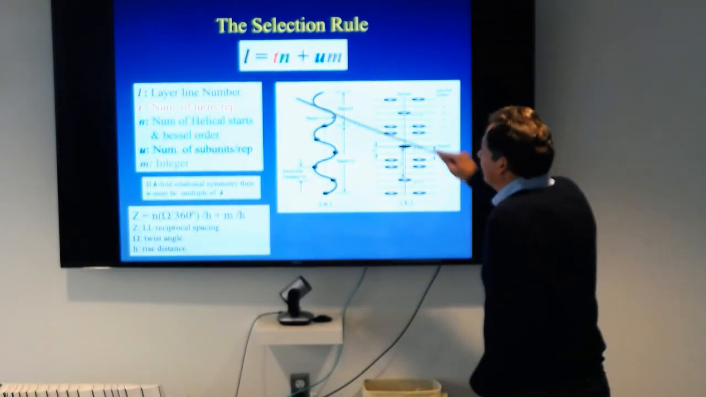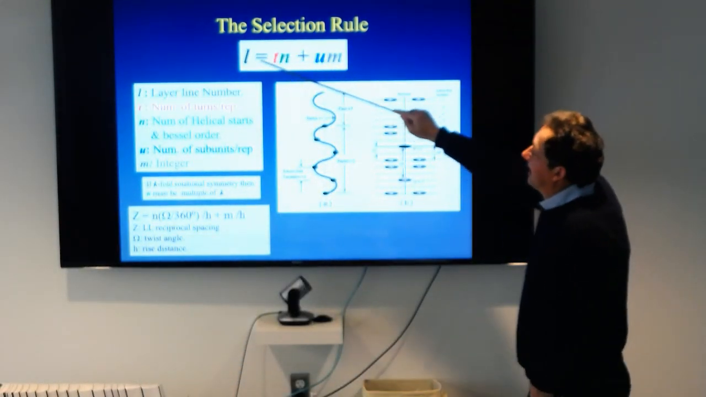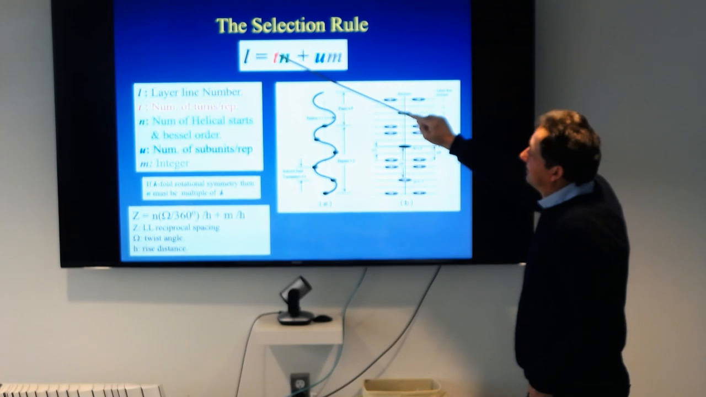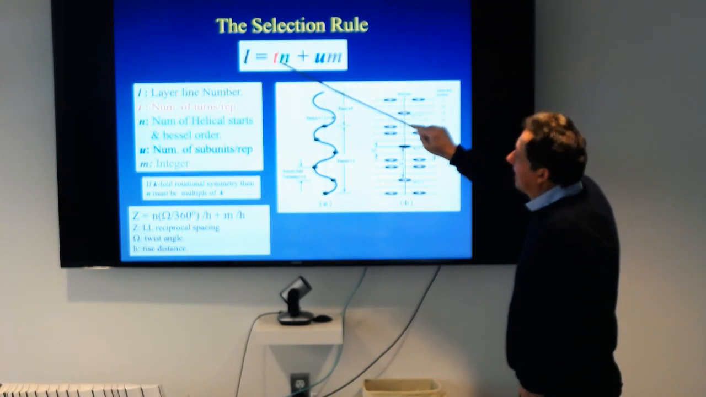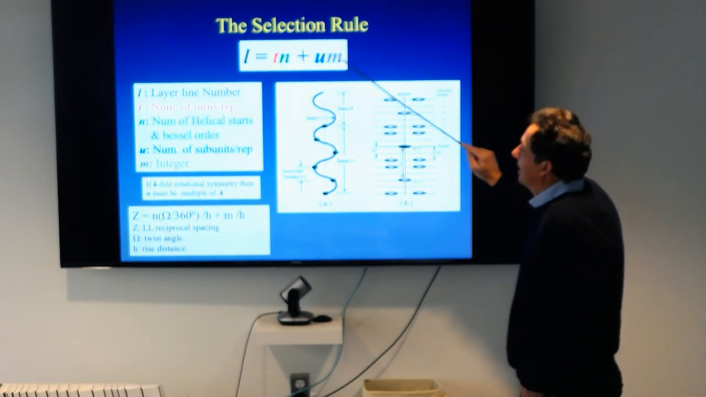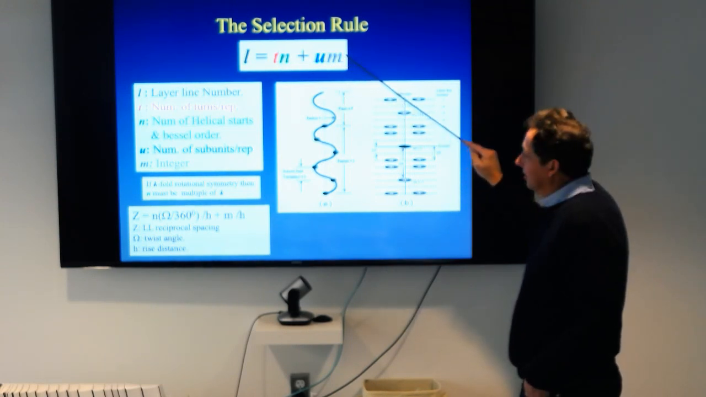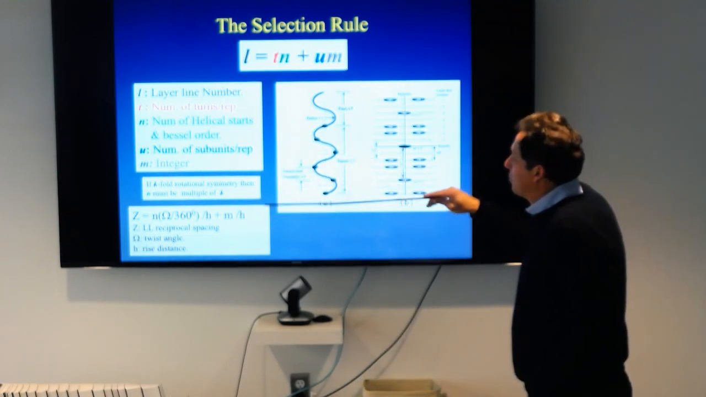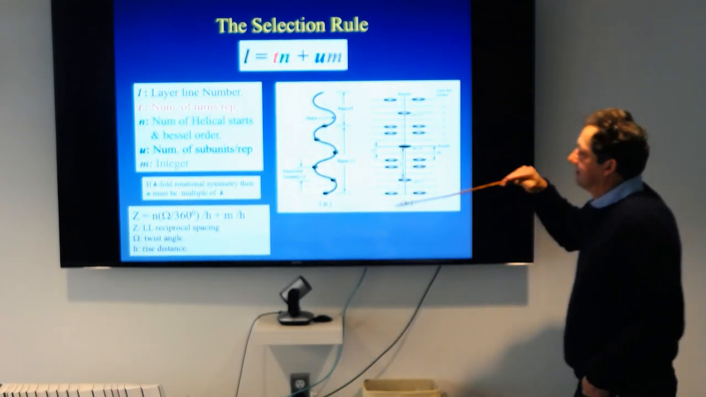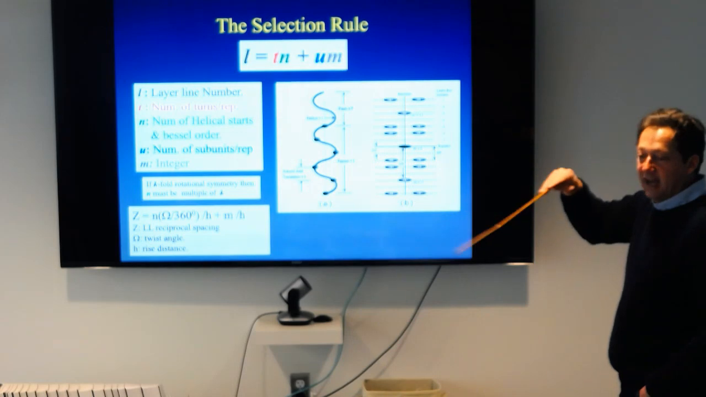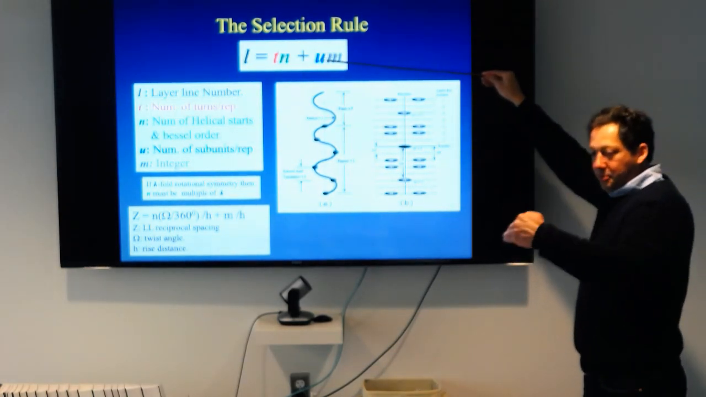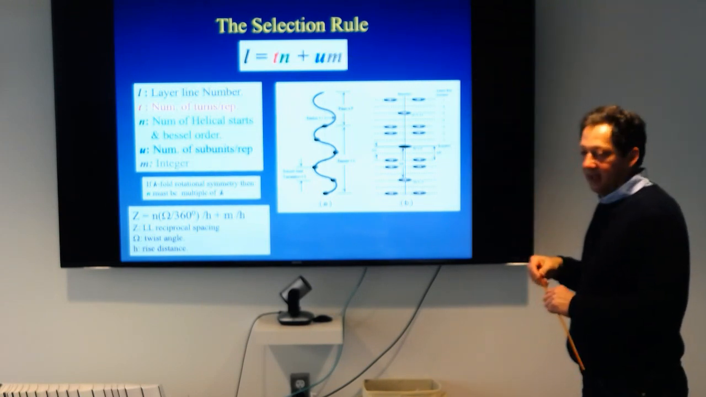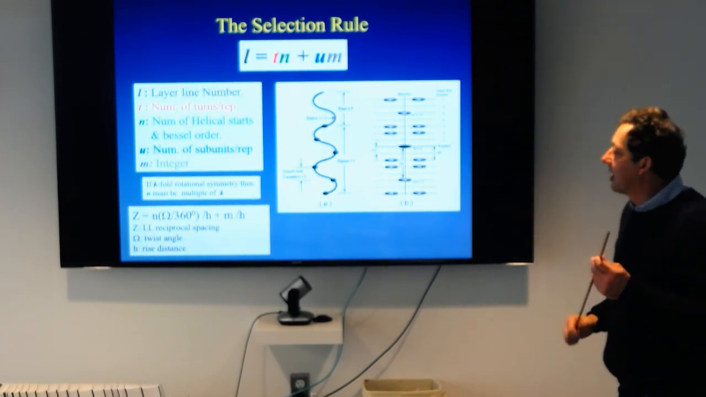Again, the selection rule: this is the layer line number, this is the number of turns and number of units per repeat. N is the Bessel order, and M is just an integer. What the selection rule says is that you're only going to find layer lines in positions that satisfy this equation, okay?